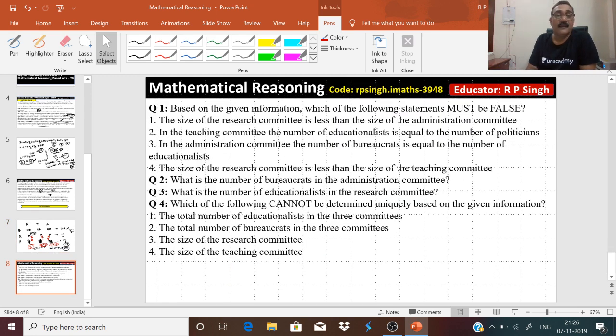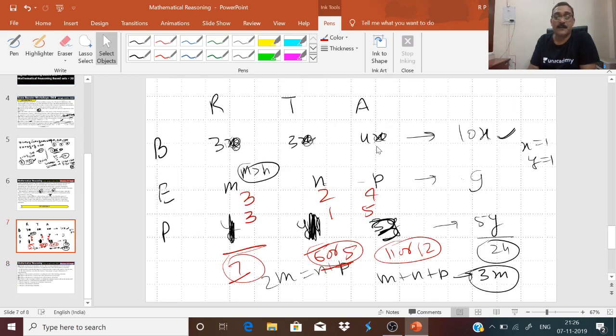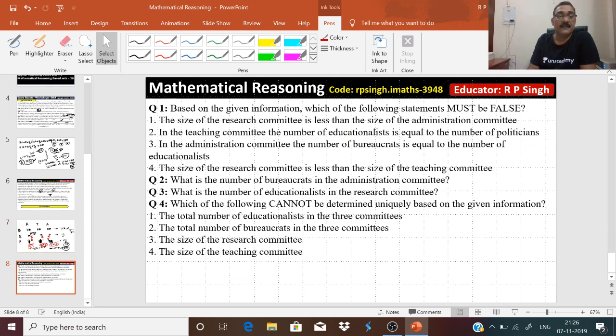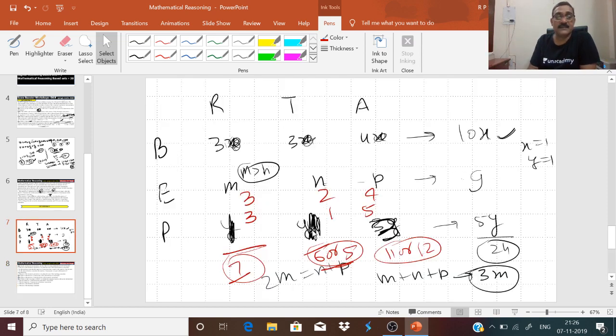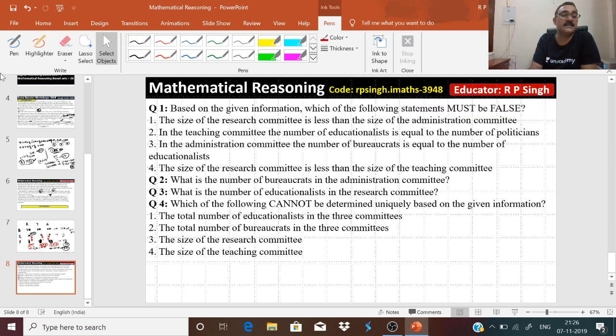so that case must be false does not hold. In the administration committee, the number of bureaucrats is equal to the number of educationalists. Bureaucrats, educationalists, yes, one possibility is here. So that is definitely not wrong, so this cannot be it either. The size of research committee is less than size of teaching committee. Research is less than teaching. No, this can never be true. It is always false. So the answer of this question is, guys, this fourth option.